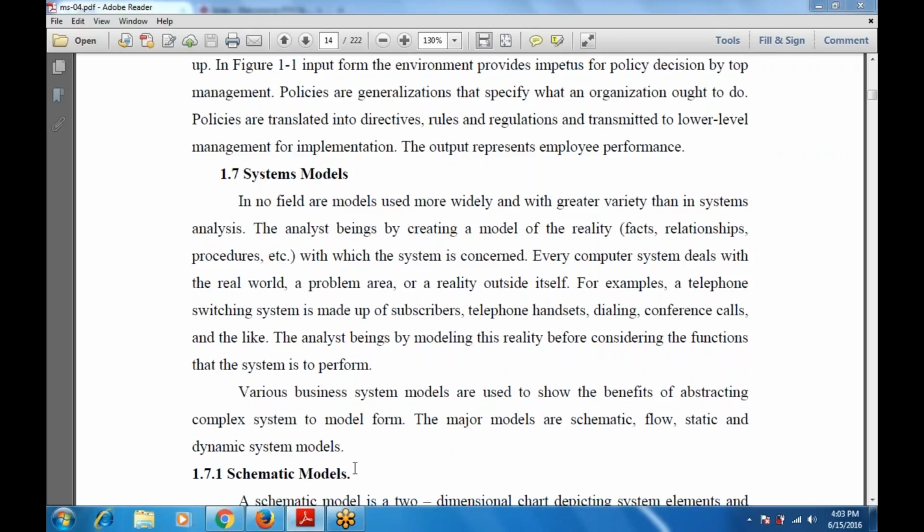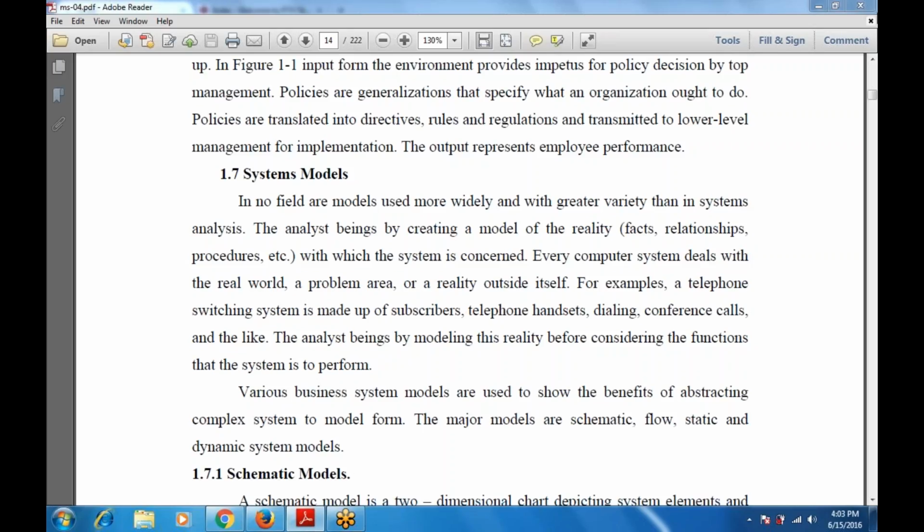In the last class we discussed the characteristics of systems, their types, and the types of information systems. Now let's move to the next topic, that is system models. If I define a model, it means a structure or an architecture. In simple terms, that is a model.